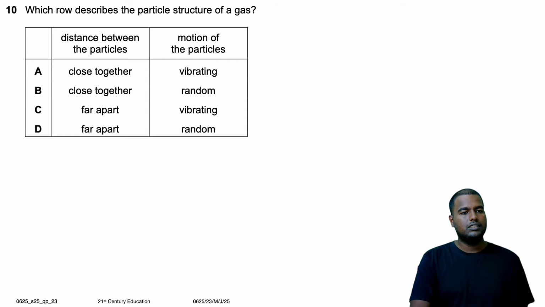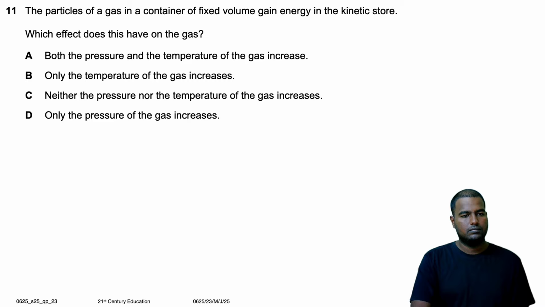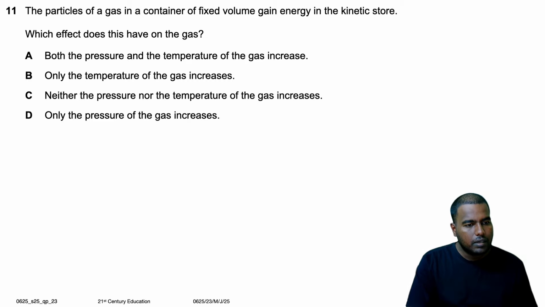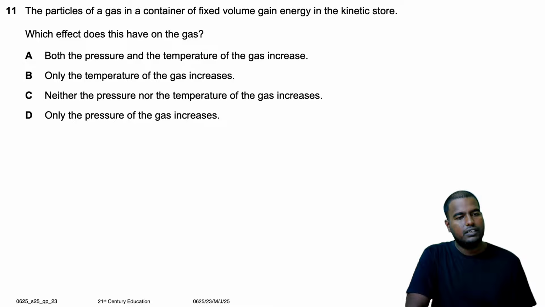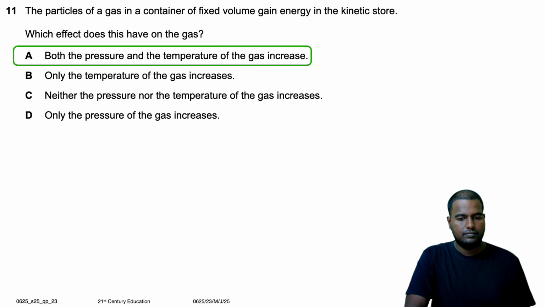In a gas, the distance between the particles is far apart. Motion of the particles is very random. Particles of a gas in a container of fixed volume gain energy in the kinetic store. Which effect does this have on the gas? So it's a fixed volume, so volume is not going to change. So both pressure and the temperature will increase. PV is constant. Yes.